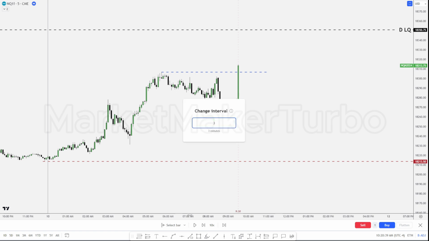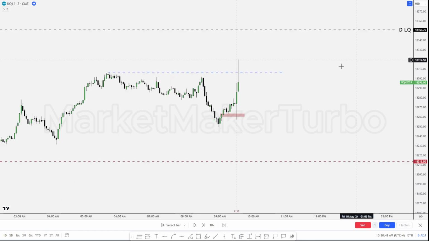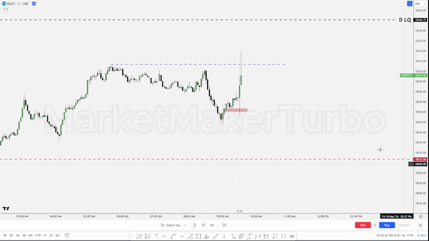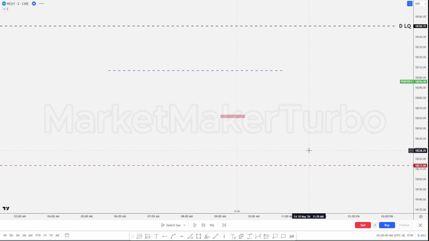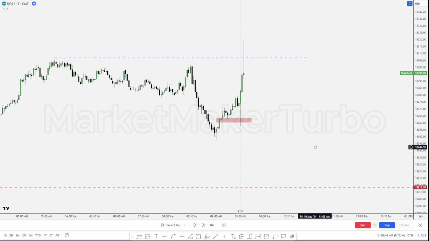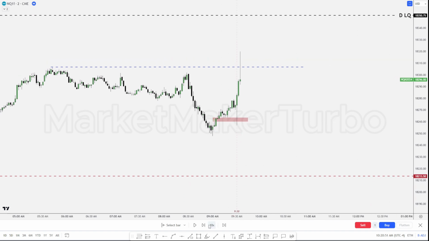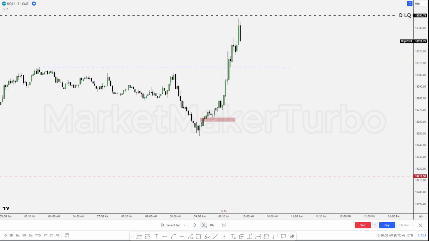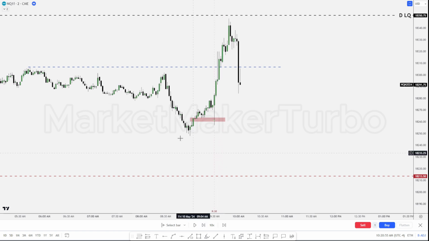We'll drop to 3, drop to the 2. And then price runs. So this is one version of the 930 model, is you can be a buyer or you can wait and be a seller. We'll drop to the 1.